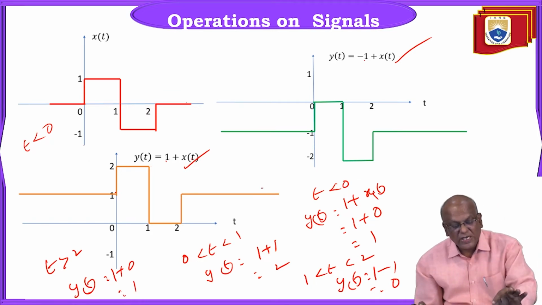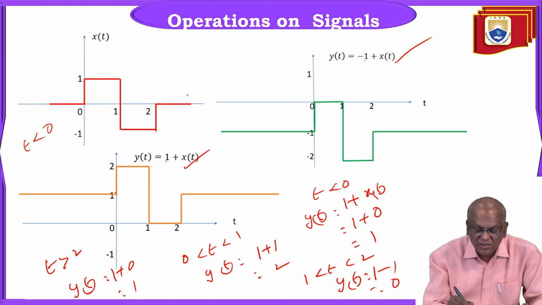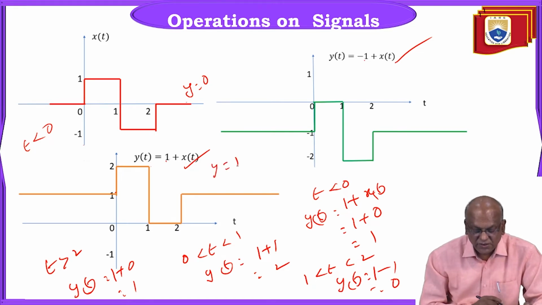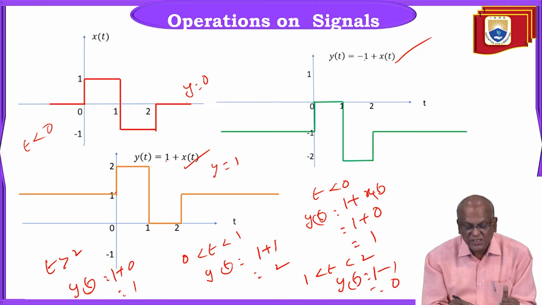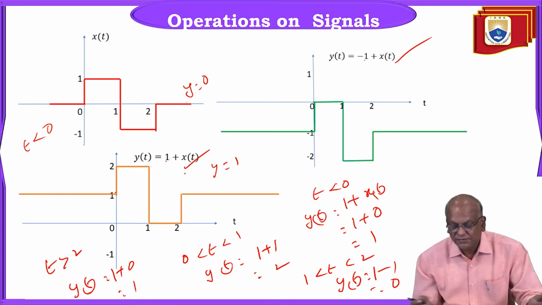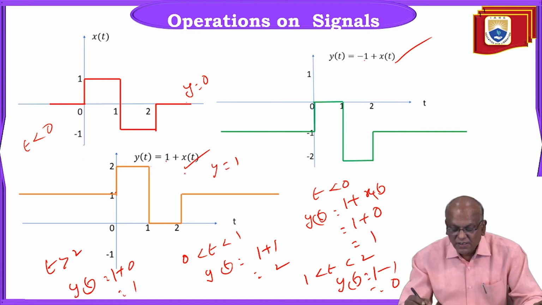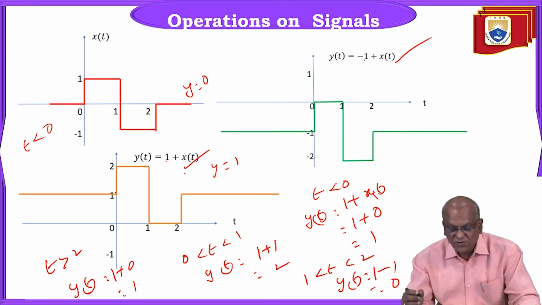Also you observe that x of t varies about the line y equal to 0, whereas y of t varies about the line y equal to 1. So y of t is shifted in the vertical direction by an amount of 1. Next, you can see the case k equal to minus 1.